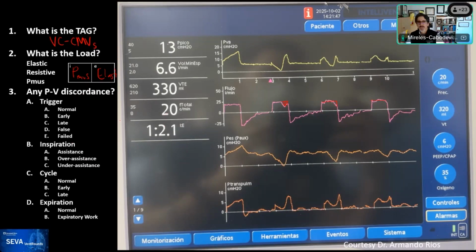All righty. So team, now it's time for the patient ventilator discordance. I'm going to do something that we sometimes do when we have too many waveforms. I'm going to put a number 1, a 2, a 3, and a 4. So what do you think is the PV discordance here? And we can start by the trigger and go at it from there.